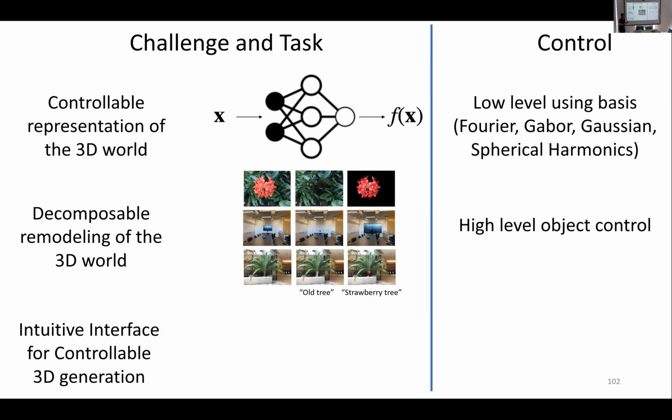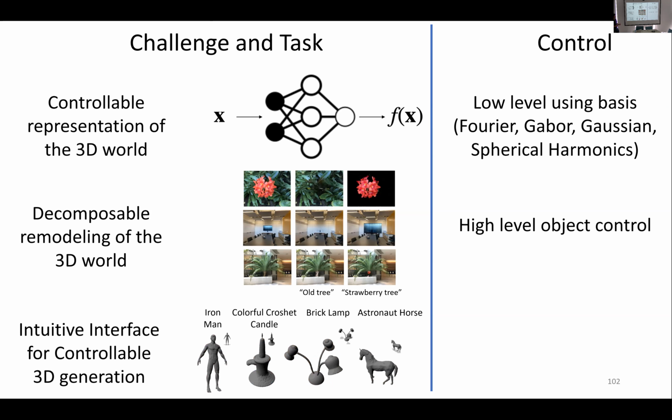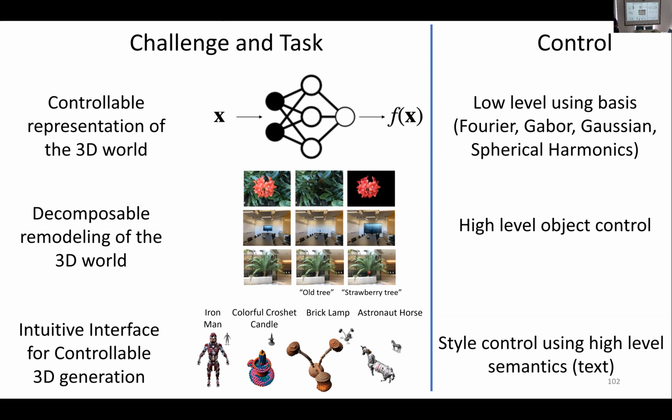The third challenge was that of an intuitive interface for controllable 3D generation. We talked about how we can stylize objects using text, and here we had control of style using high-level semantics, that is, text. You can imagine how this table could be instantiated differently. For example, you could look at deformable objects and you might want to control their motion. This idea of having control is important for all levels, from low level to high level, and we can look at different tasks in this case.